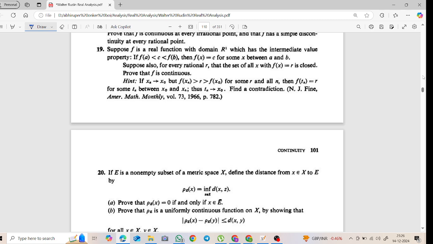x0 would then be in that set, since it is closed. Just a minute, let me see. Suppose f is a real function with domain, satisfying the intermediate value property. For every rational R, the set of all x such that f(x) equals R is closed. Prove that f is continuous. So they have taken a sequence xn belonging to X.